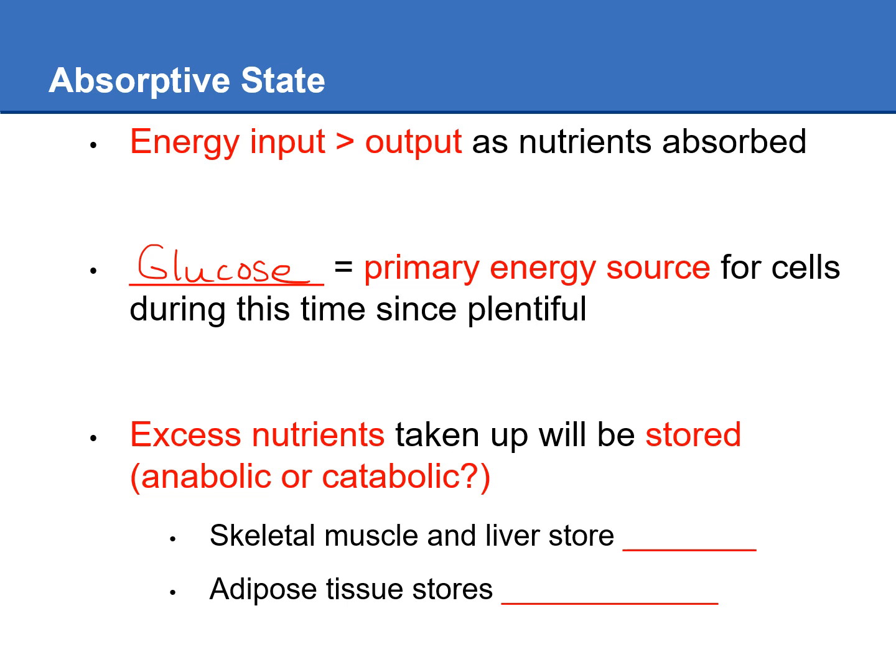And if you're going to be making these energy storage molecules that are larger molecules, this is going to be an anabolic state. So the absorptive state is primarily an anabolic state. So skeletal muscle and liver, remember, they're going to be storing glycogen. And then adipose is going to be storing triglycerides or fat.